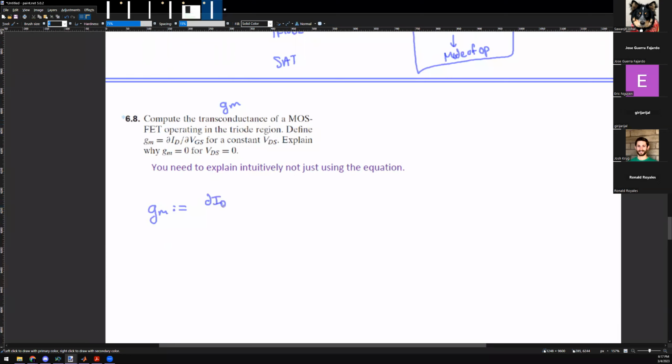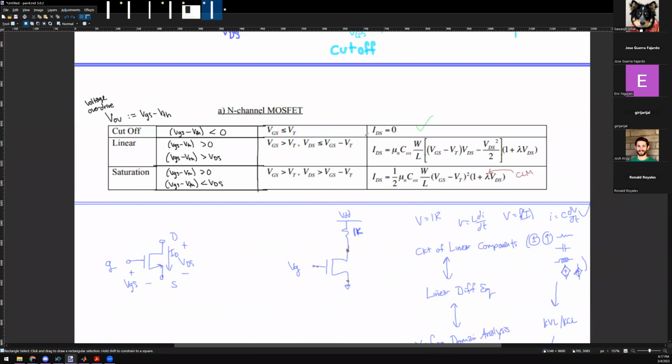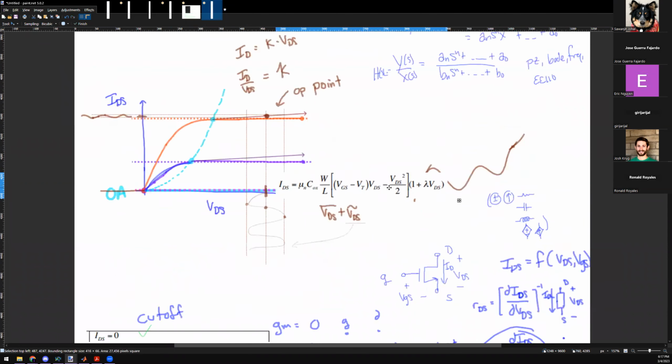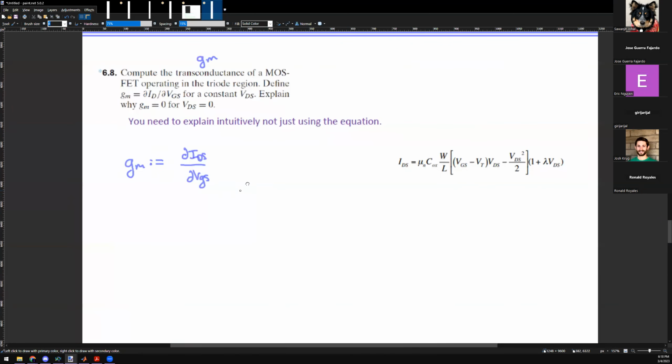Derivative of ID over VG, derivative of VG. Correct, we take the derivative of ID with respect to VGS. Okay, and they said in the triode region, so which equation are we taking? 1, 2, or 3? The triode is ID equal to mu n. Yeah, the first one. Right, so we just want to take its derivative.